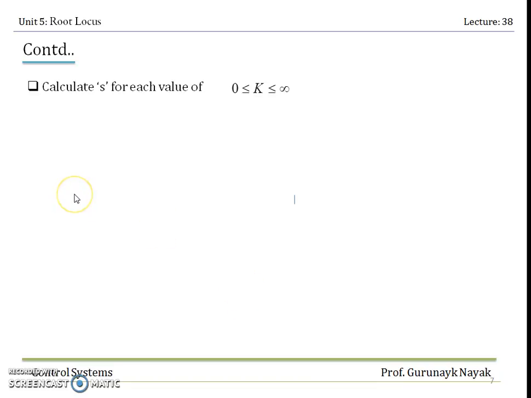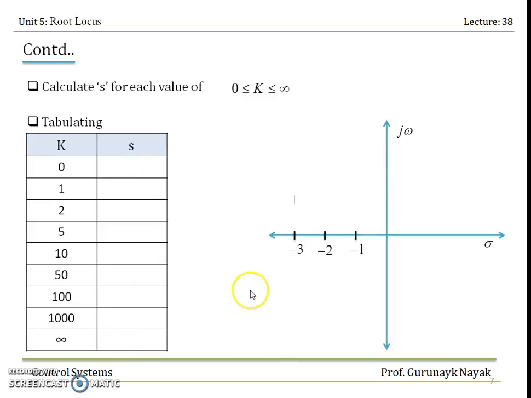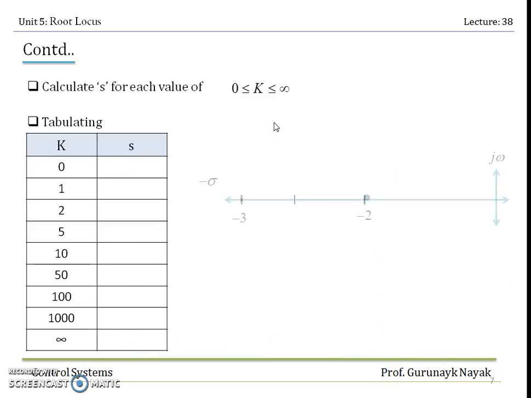So let us begin to calculate the characteristic root value for each and every k. In this table, let us consider the values of k from 0 to infinity, and accordingly calculate the values of s. Before that, let us represent the poles and zeros of the system. As we discussed earlier, the transfer function is k times (s plus 2) divided by (s plus 3), where minus 2 forms the zero and minus 3 is the pole of the system.